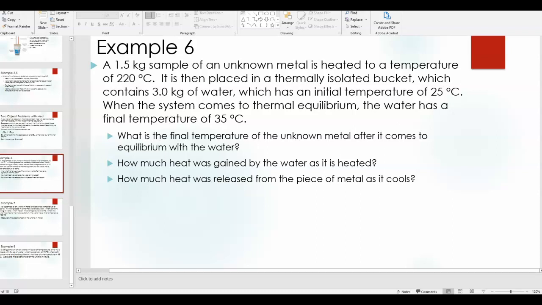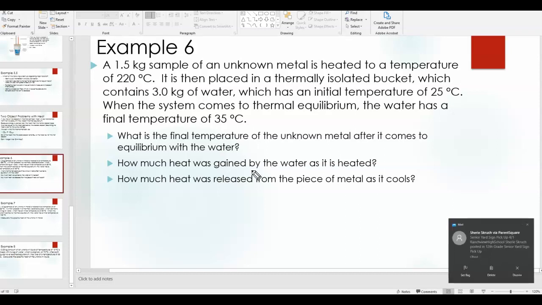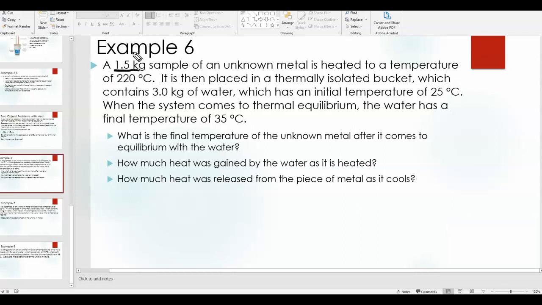Example 6 says a 1.5 kilogram sample of an unknown metal is heated to a temperature of 220 degrees Celsius. When you're doing these problems, by the way, you're going to have two masses that you need to label. So I'm going to label this mass 1. I'm going to label the temperature T1 initial. It's then placed in a bucket which has water. So I'm going to call this mass 2.